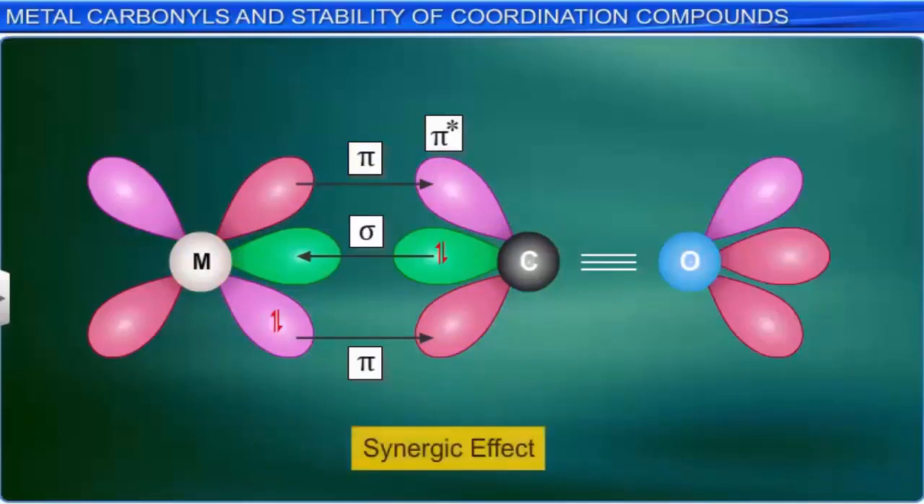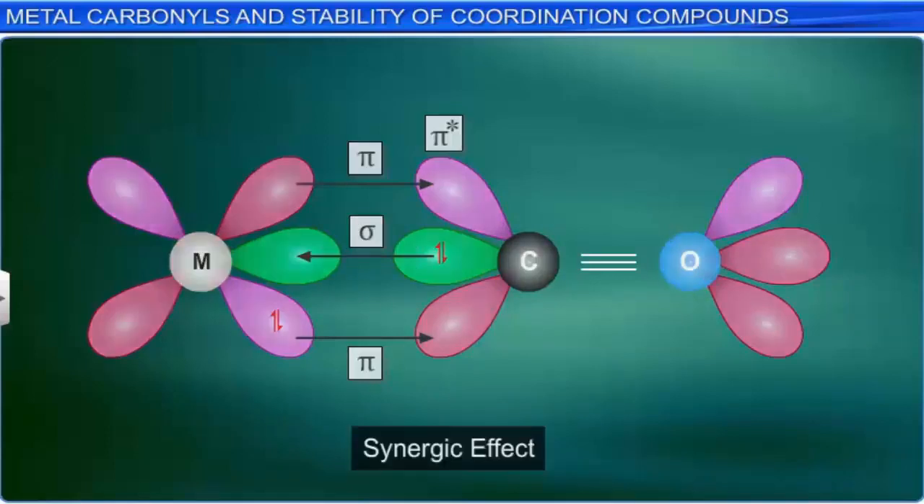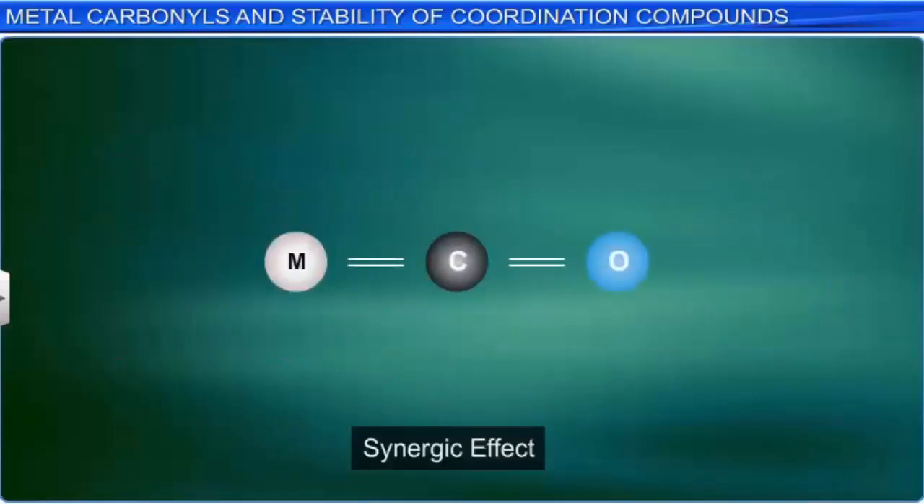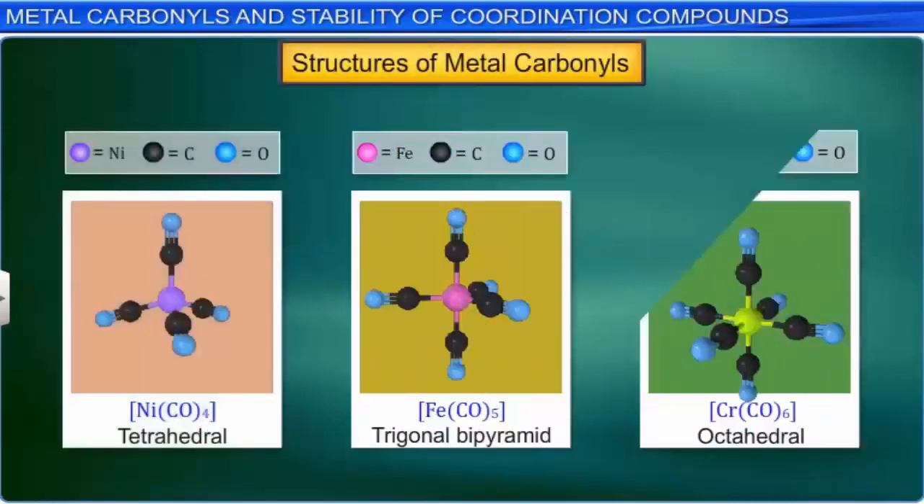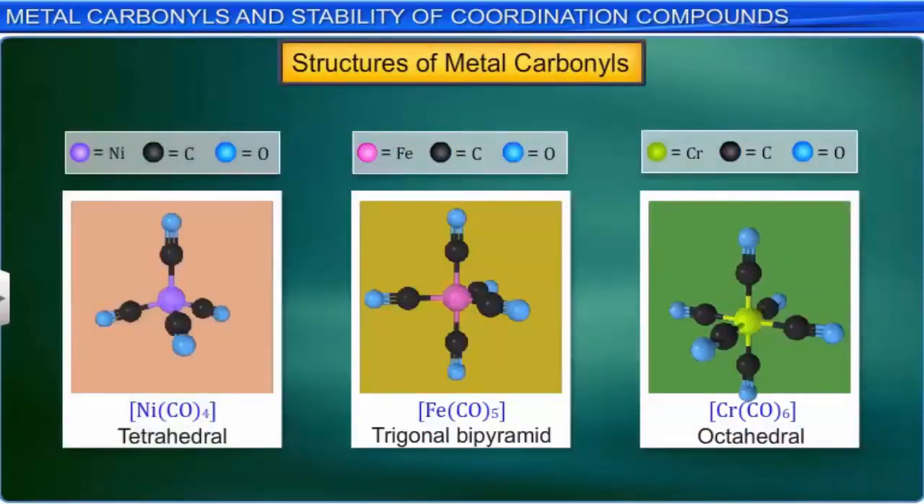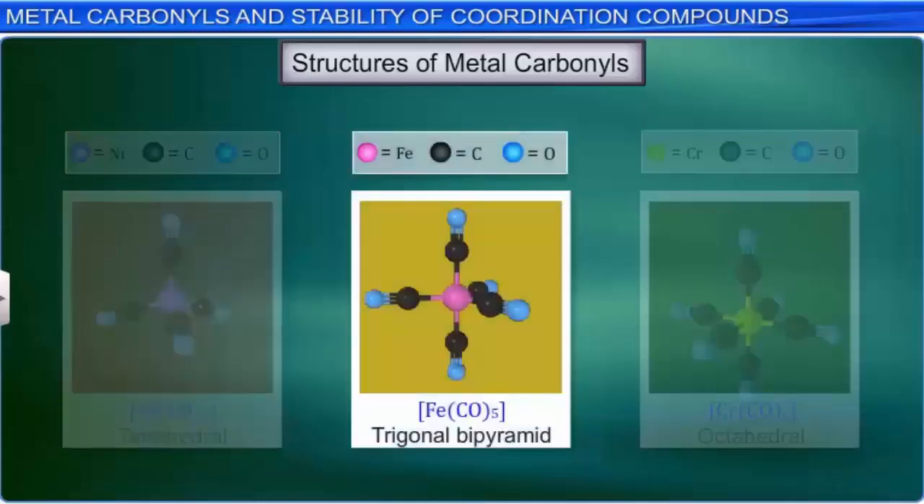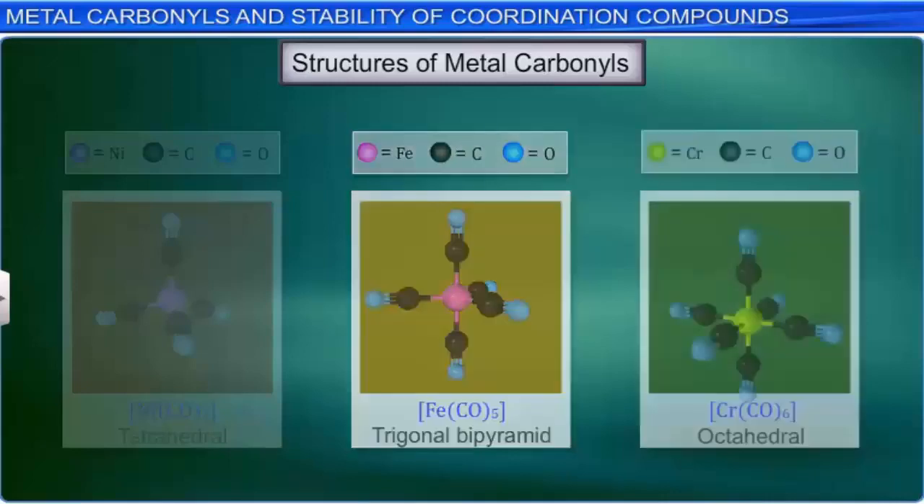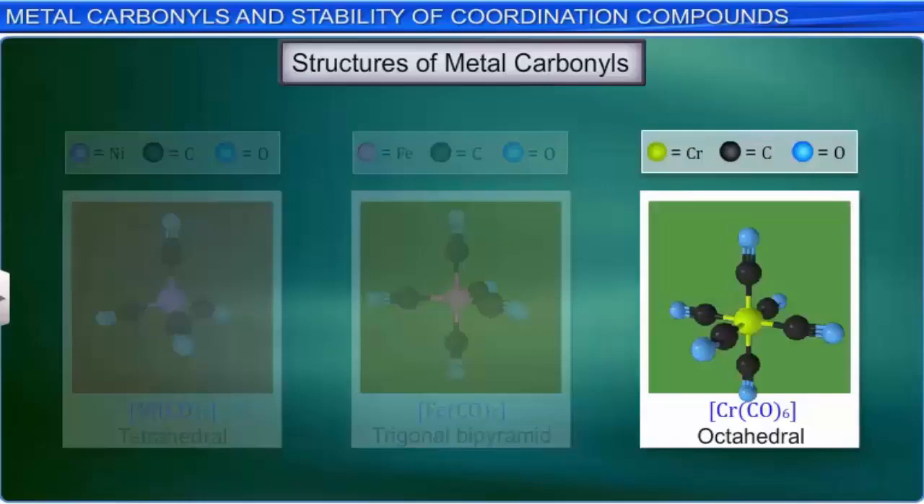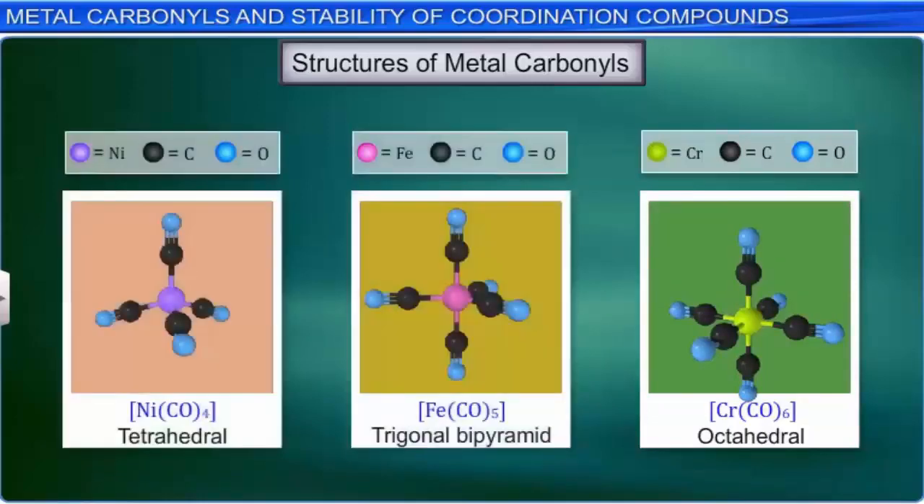Carbonyls have simple and well-defined structures. For example, tetracarbonyl nickel(0) is a tetrahedral molecule. Pentacarbonyl iron(0) is trigonal bipyramidal. And hexacarbonyl chromium(0) is octahedral. Decacarbonyl dimanganese(0) is made up of two square pyramidal units joined by an Mn-Mn bond. The molecule octacarbonyl dicobalt(0) consists of two trigonal bipyramids with one edge in common.